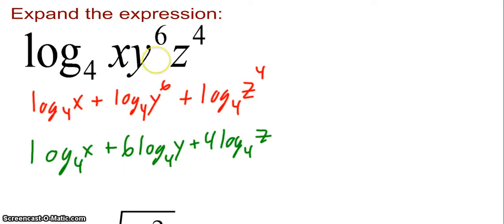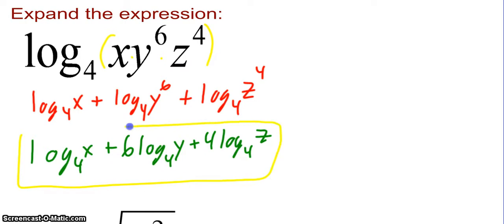Alright, so the first one here, you could probably do this all in one step. I'm showing it to you in two. I have three things that are multiplied by each other that I'm taking the log of. The base stays the same, so I can separate those into three logs with addition. So I have log base 4 of x plus log base 4 of y to the 6th plus log base 4 of z to the 4th. Now I can just bring the exponents down in front, so my answer then is going to be log base 4 of x plus 6 log base 4 of y plus 4 log base 4 of z.